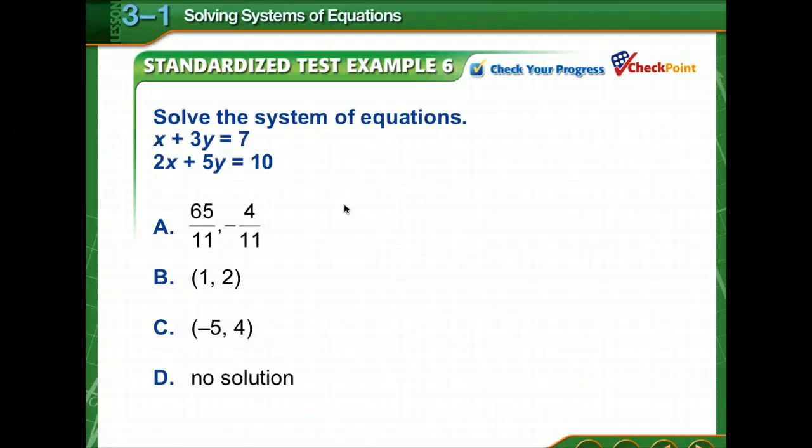Okay, time for you to check your progress. So you're going to have to multiply both of these equations by something and then eliminate one of the variables. Okay, the answer is negative 5, 4.